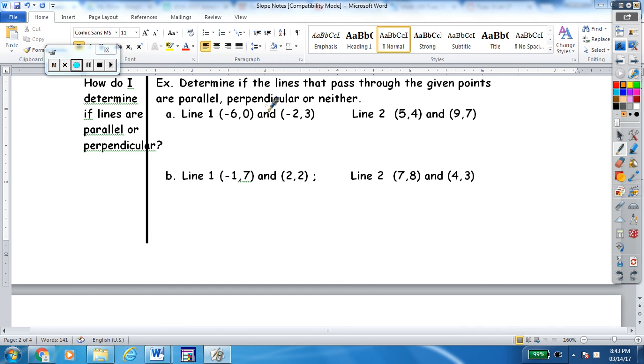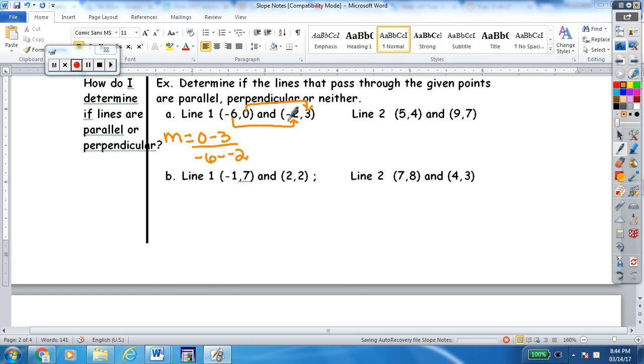They're not parallel, nor are they perpendicular. So let's get started with line 1. I'm going to find the slope the way we learned yesterday. So I'm going to set up my slope. It's going to be 0 minus 3 on the top. Remember, y's go on top, x's go on bottom. On the bottom, I'm going to use -6 minus a -2.